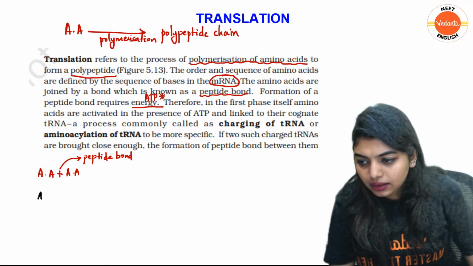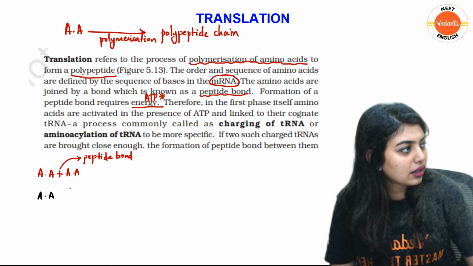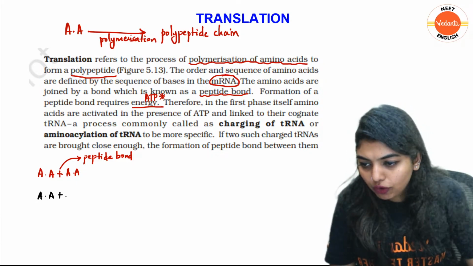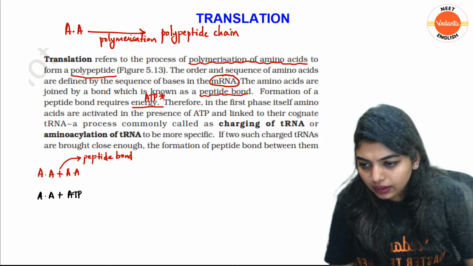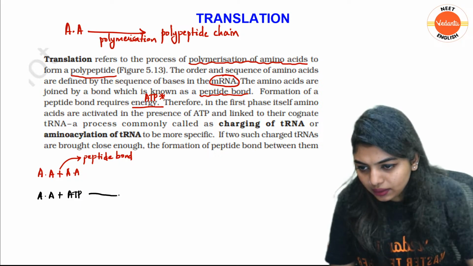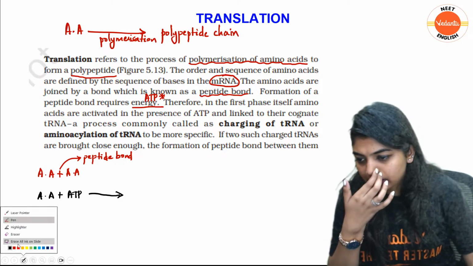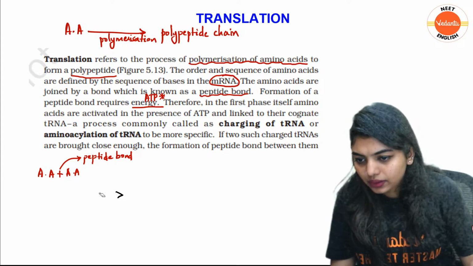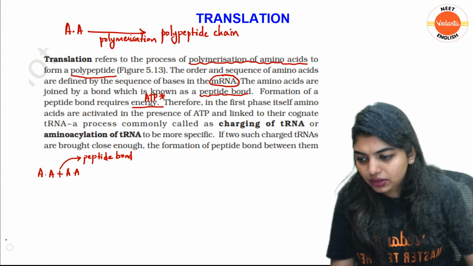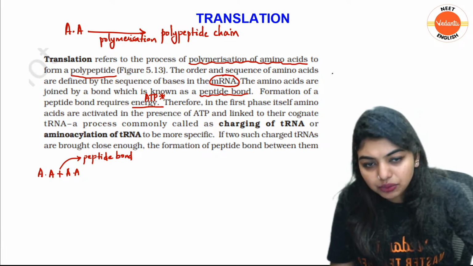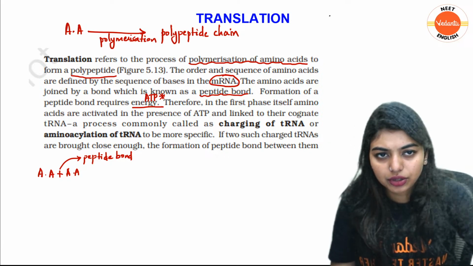Amino acids, with the help of ATP, will form... First, this ATP will get reduced. Wait one second, I'll write step by step. I'll write from the start. If I write here on the top, will it be seen?